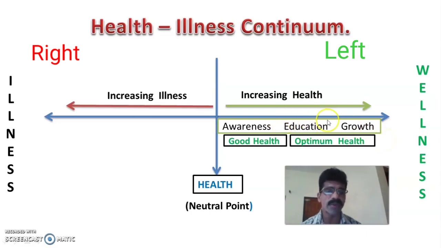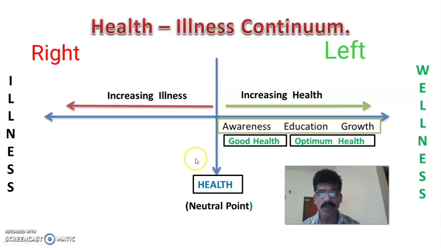So here you can remember a short form, that is AGE, though you don't write it in the same way. The A stands for awareness, and G stands for the maximum achievement, that is the growth of the person. Then that is done through education. So awareness, education, growth, all come under increasing health, and that may lead to the final optimum health or wellness of the person.